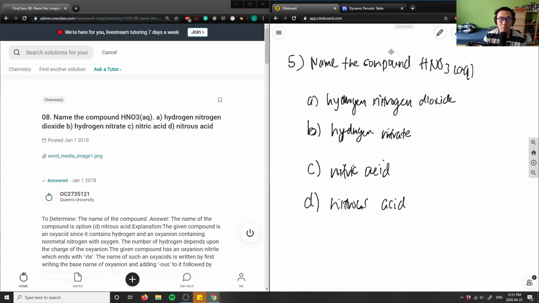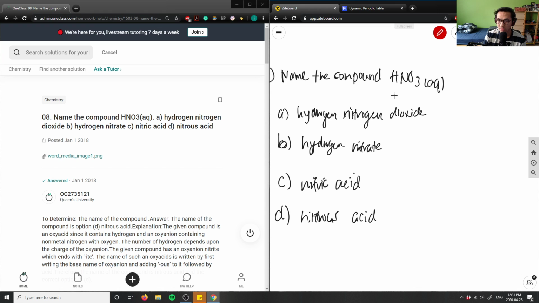When we look at our chemical formula, we have H, and then we have NO3, and we have AQ. So this is a big giveaway that this here is an acid. And why do we know it's an acid? The big giveaway is this aqueous solution here. Another big giveaway is there's a hydrogen in front of the compound. These two, like 99% of the time, state that this is an acid.